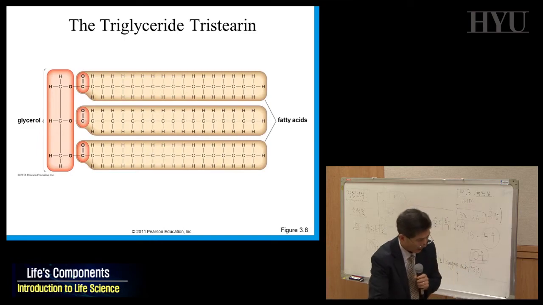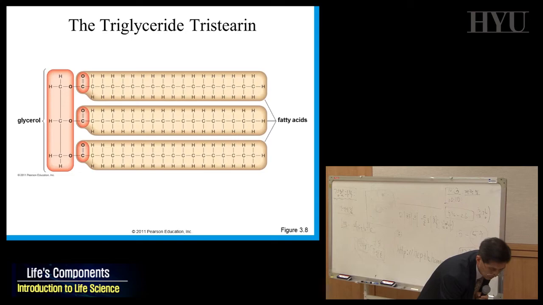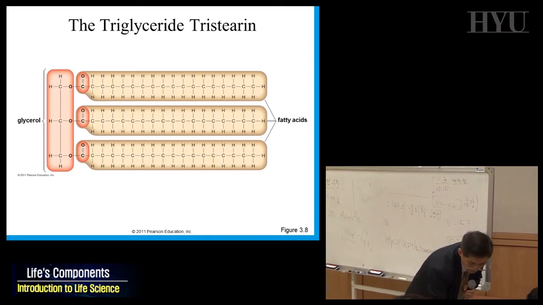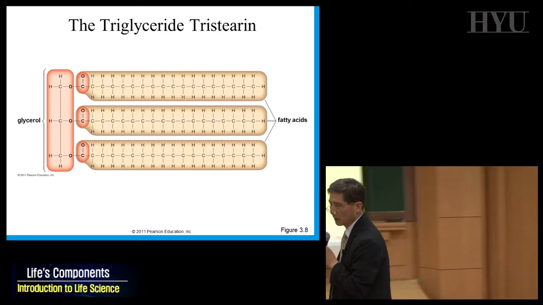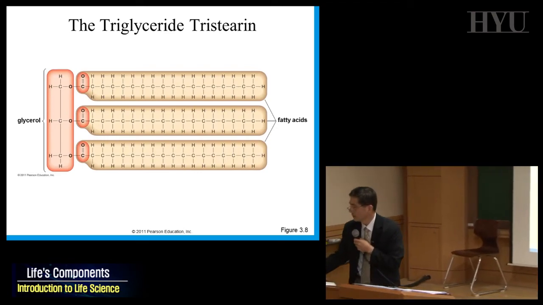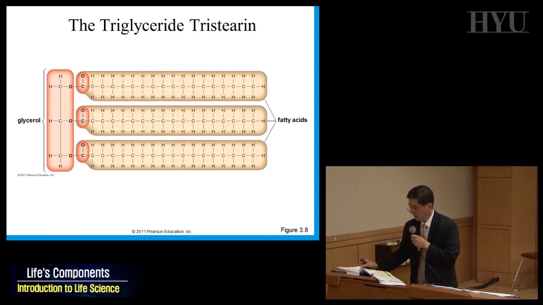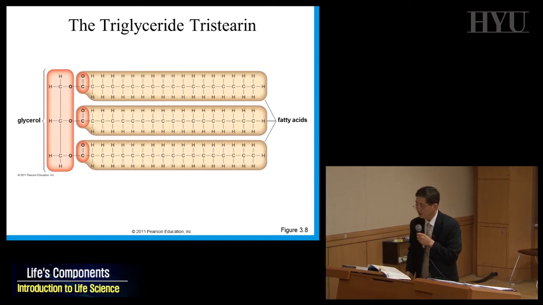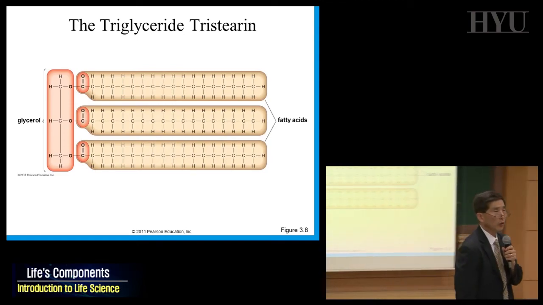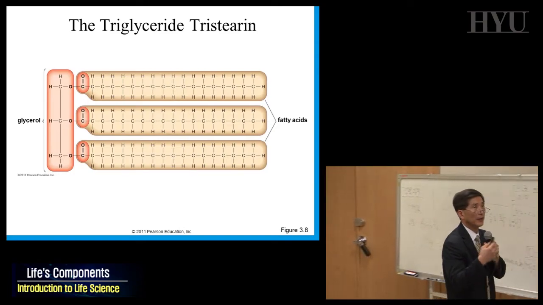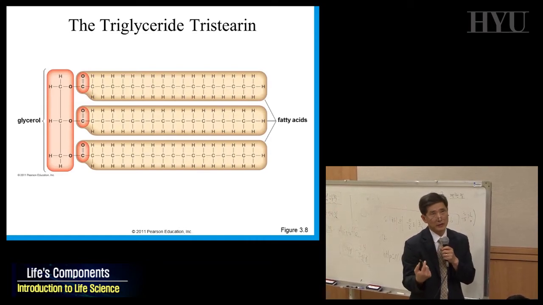Okay, and now, this is the 4th edition, right? In the 4th edition, you are looking at page 48. In the 5th edition, you're looking at pages 49, 50, and 51. So the question is, which fatty acid is good for us and which fatty acid is bad for us?